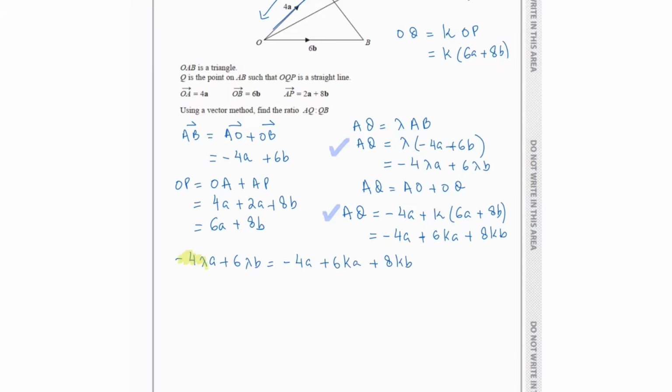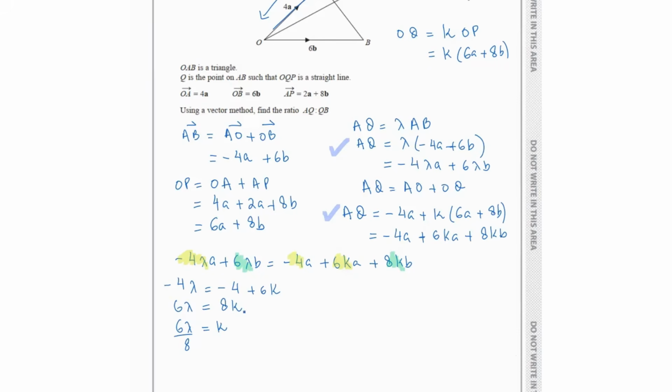That's this, and this over here, this, and this for B. So we'll write negative 4 lambda equals negative 4 plus 6K. That is one equation. And the other one is going to be 6 lambda equals 8K. So 6 lambda divided by 8 is K.